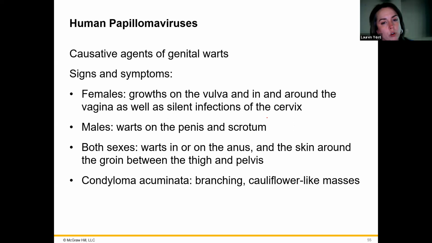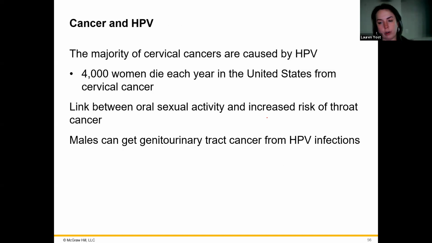With females, we see growths on the vulva as well as in the vagina. You can also have the silent infection of the cervix, which is often what we would see with presentation of cervical cancer. The cervical cancer strains are usually not associated with the warts. There's a lot of strains of HPV out there. Males, when they do present with warts in those strains, will have warts on their penis and the scrotum. Both sexes can have them on the anus, in the groin, between the thighs, in the pelvic area in general, and can even develop into condyloma acuminata, which is branching, cauliflower-like masses of warts.